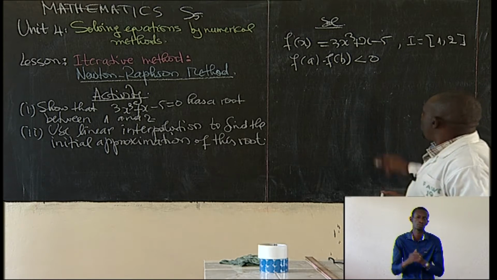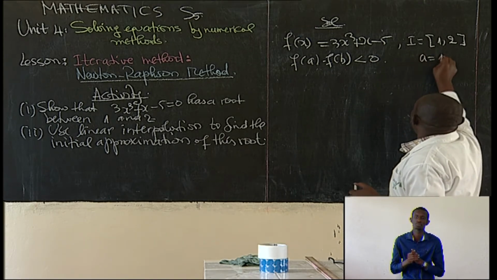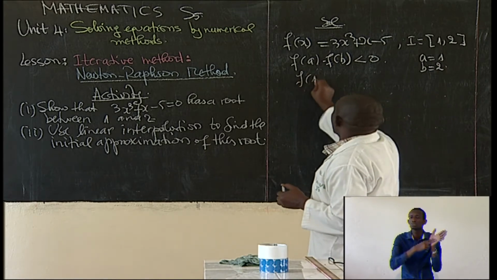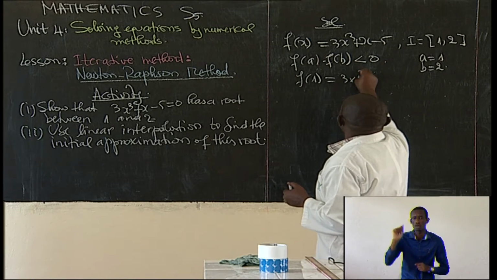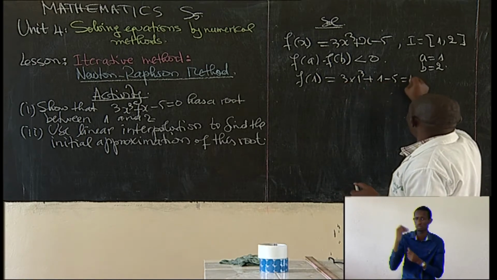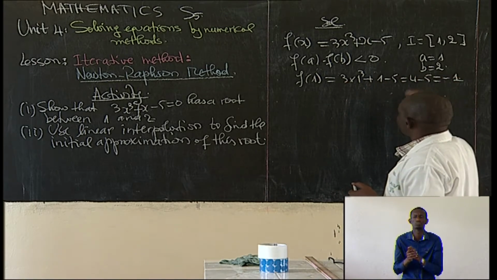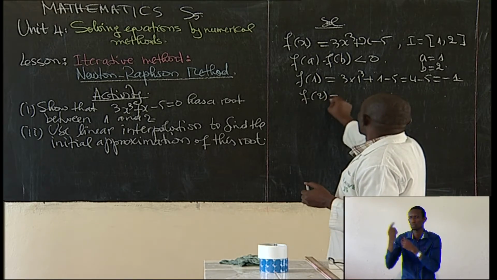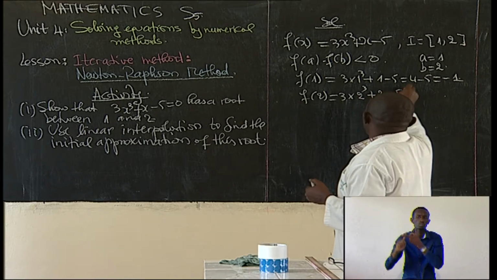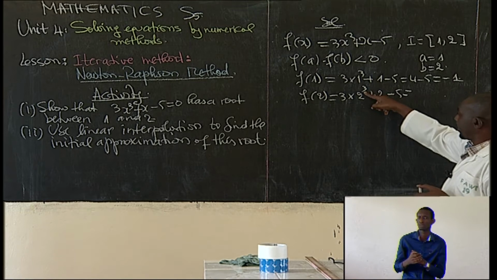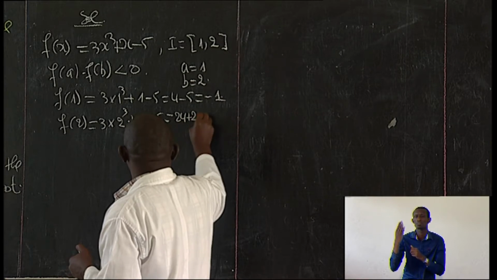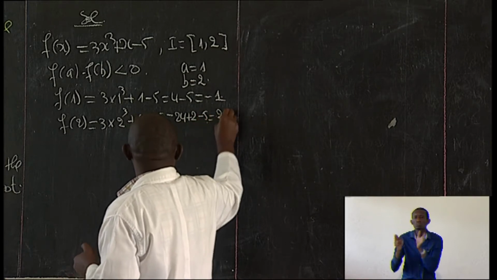Okay. Now, a is equal to 1, b equals 2. Then f of 1 is equal to 3 times 1 cubed plus 1 minus 5. This is 3 plus 1, 4. 4 minus 5 is equal to negative 1. f of 2 is 3 times 2 power 3 plus 2 minus 5. 2 power 3 is 8. This is 24. 24 plus 2, 26 minus 5, I get 21.